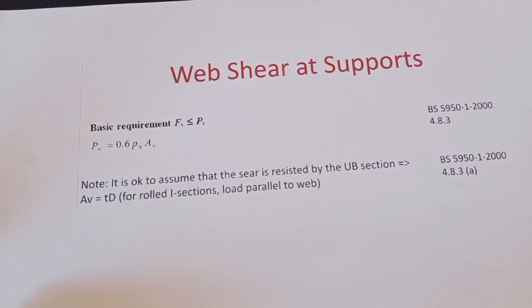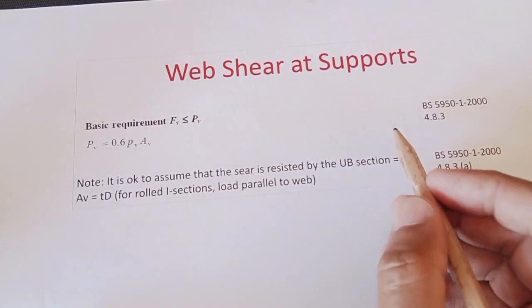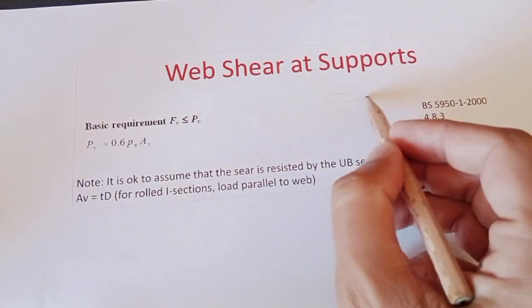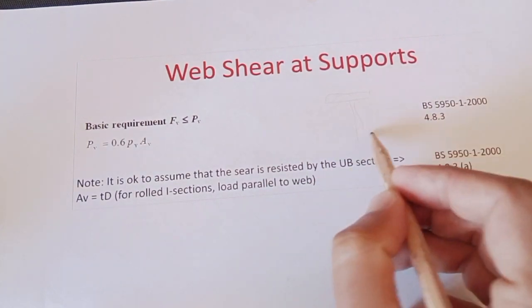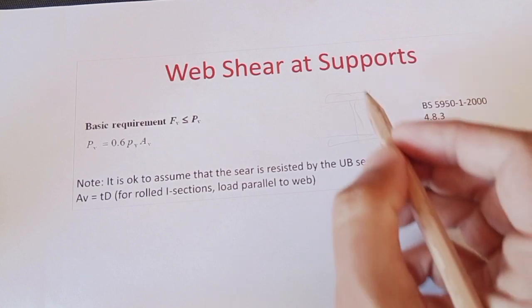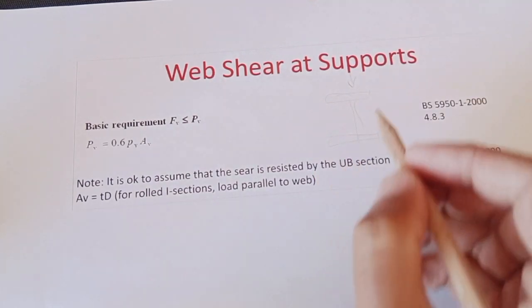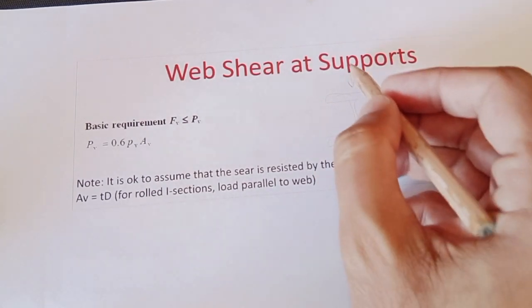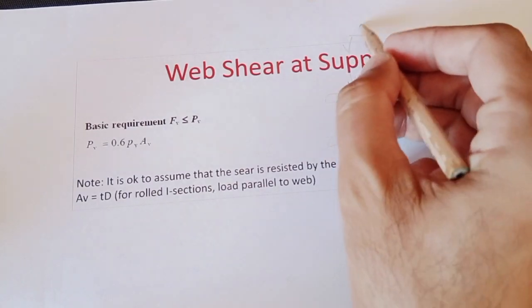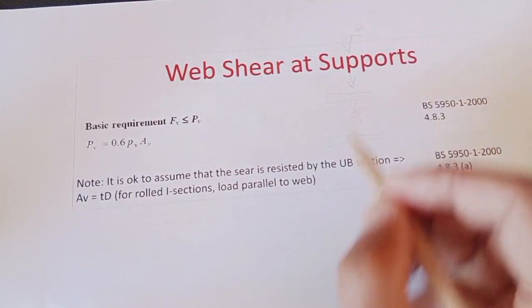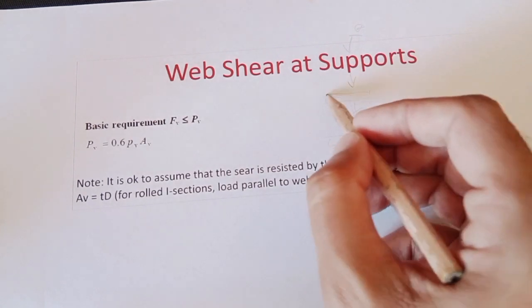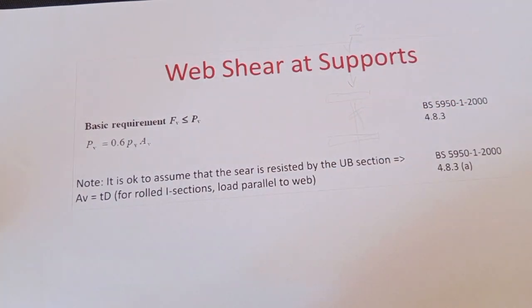Another check for web is shear at support. You know that for I sections in steel structure, we assume that all shear is going to be taken by the web, and the flanges are not taking any shear force for this one.